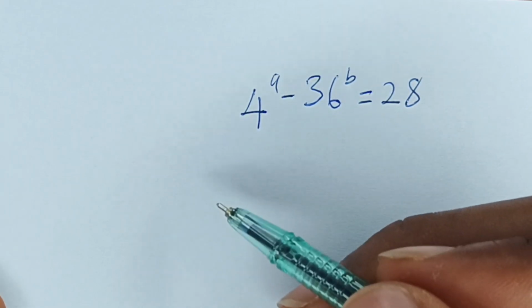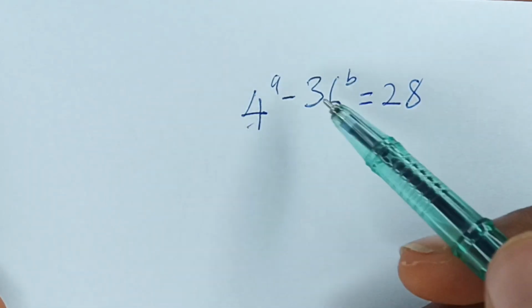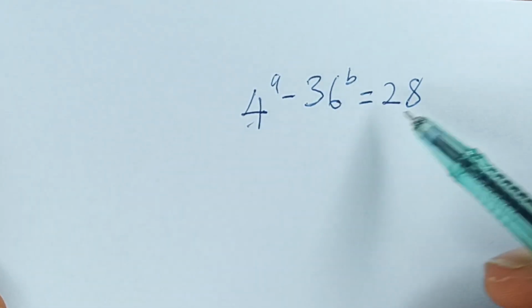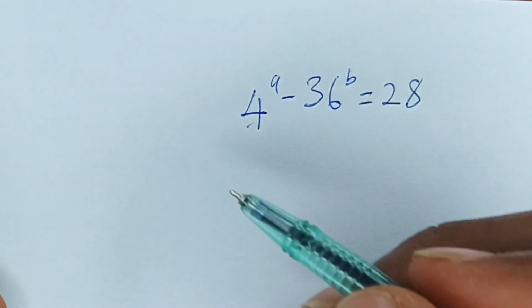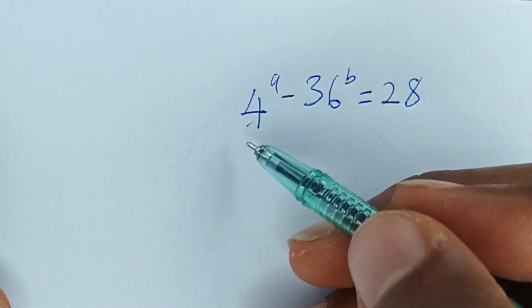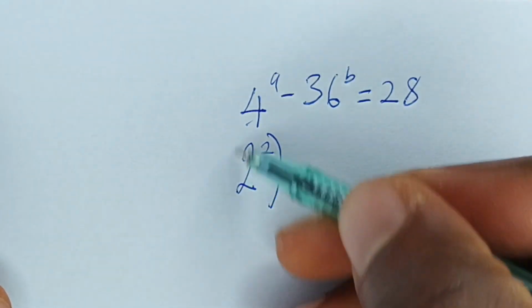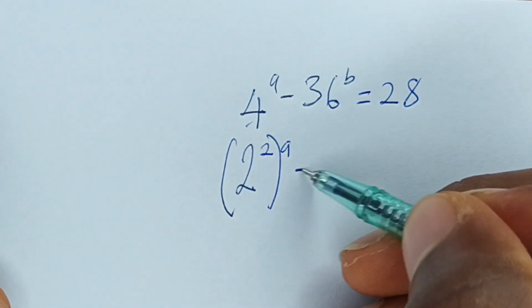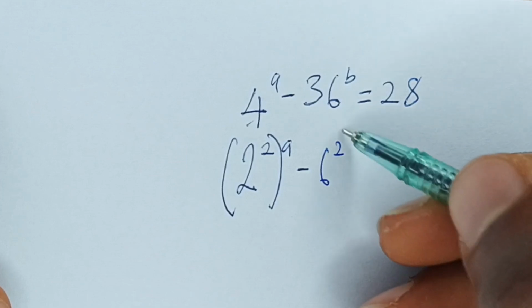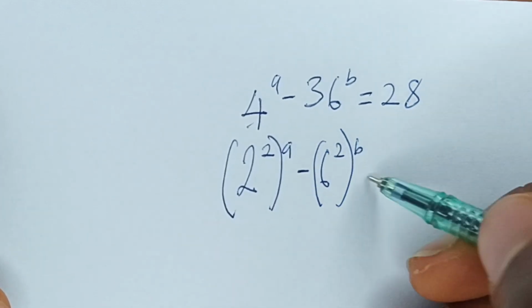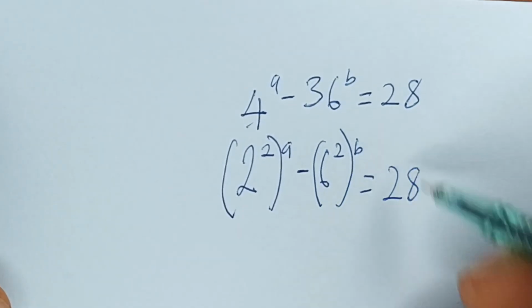Let's solve this Olympiad equation together. It says 4 raised to the power a minus 36 raised to the power b is equal to 28. Now the first thing to do here is 4 can be expressed as 2 squared, all raised to the power of a, minus 36 is 6 squared, all raised to the power of b, to be equal to 28.